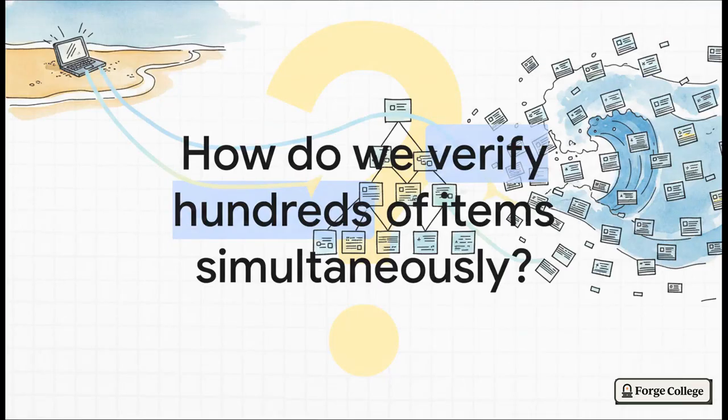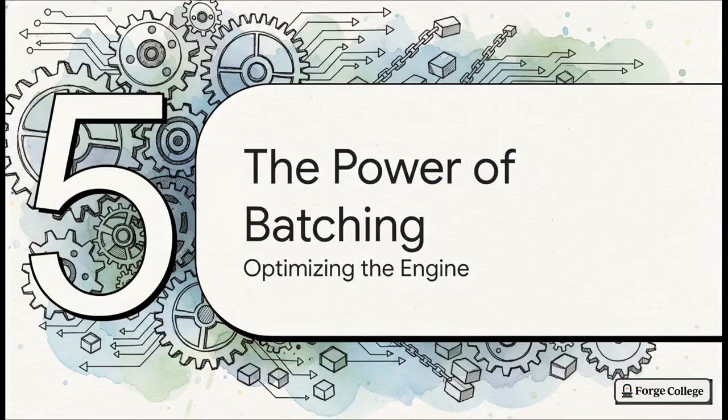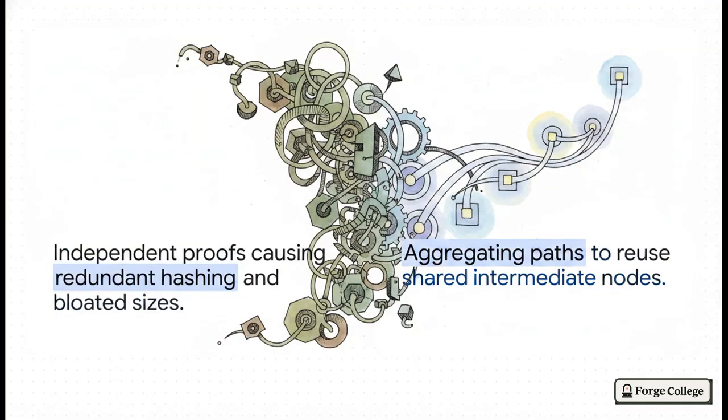But what happens when our nimble light client on the beach is suddenly bombarded with requests? I mean, what if a smart contract needs to verify dozens or even hundreds of transactions from the exact same block all at once? That takes us to Section 5, the power of batching. Optimizing the engine. If we stick to single-proof verification for hundreds of items, we end up doing the exact same hashing math over and over and over for paths that share the exact same branches.